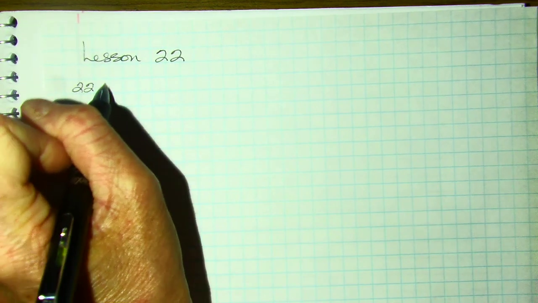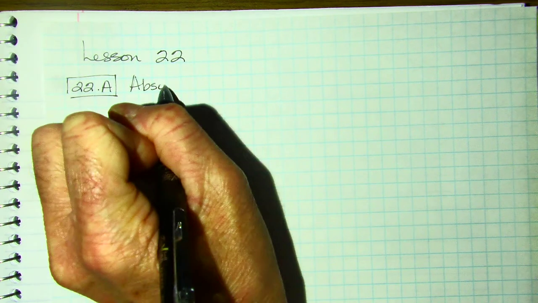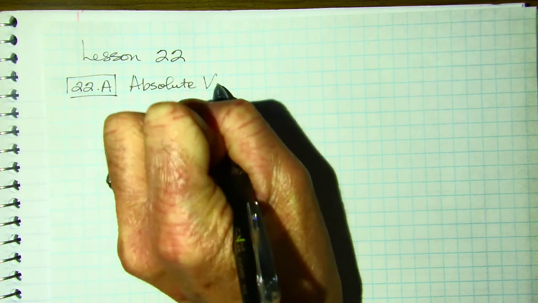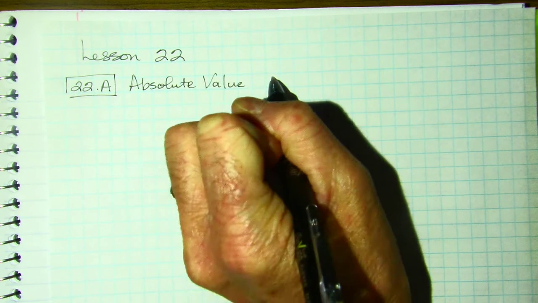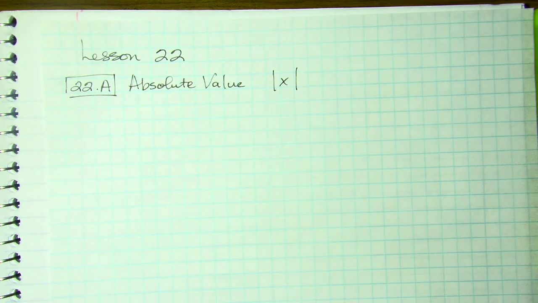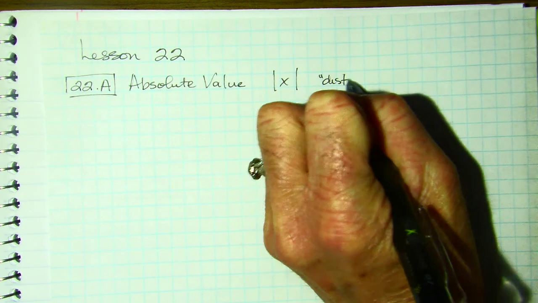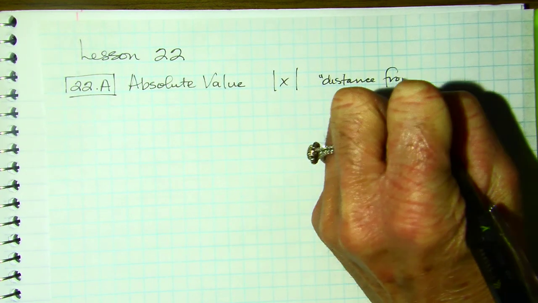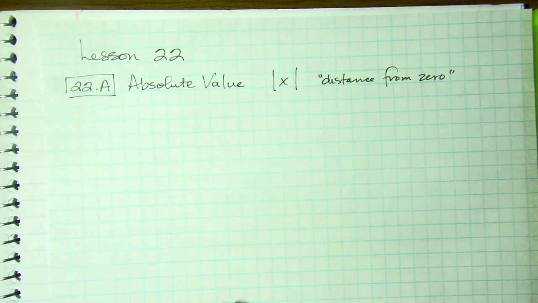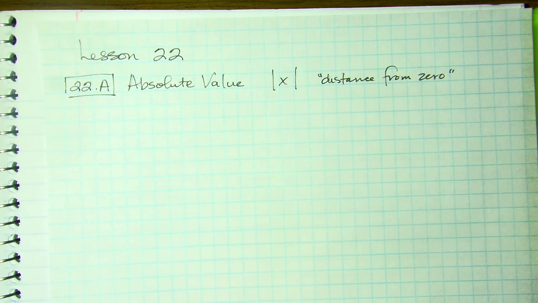All right, guys, we are going to be covering lesson 22, and it's kind of a shorter lesson. In 22.A, it discusses the graph and equation of absolute value. So just a little review, absolute value is when we surround x with those straight bars, and it means distance from 0. So really quick, let's go over a basic absolute value.